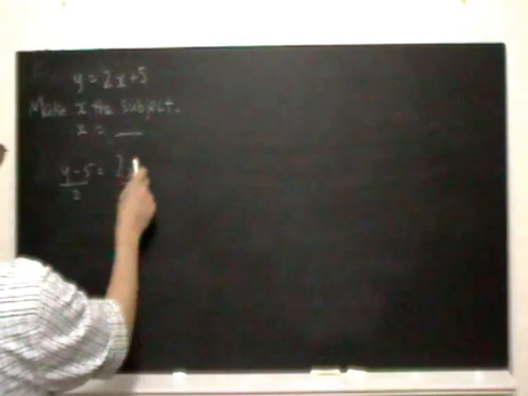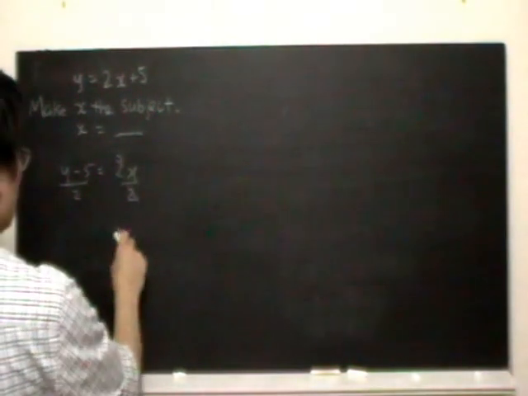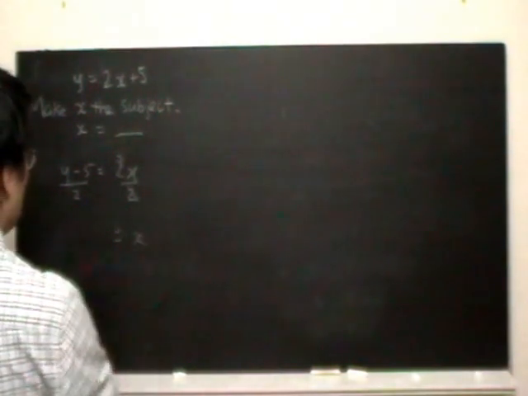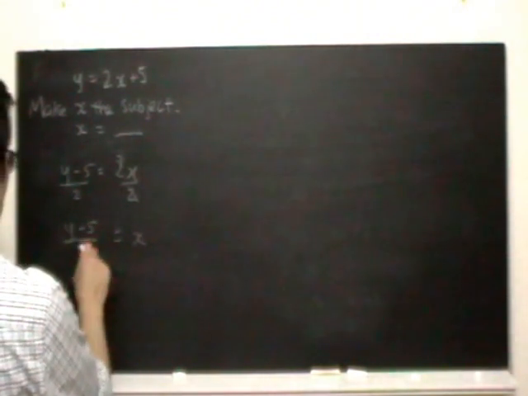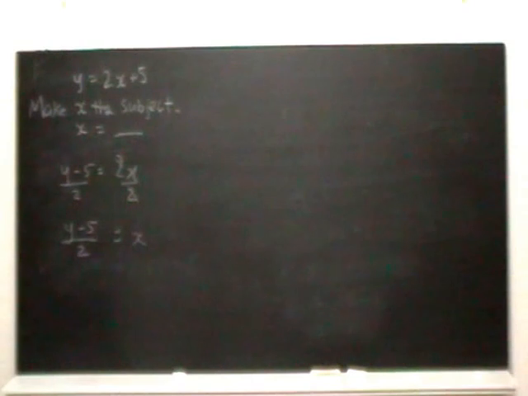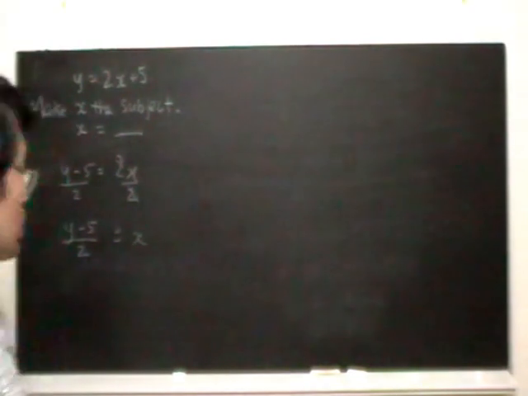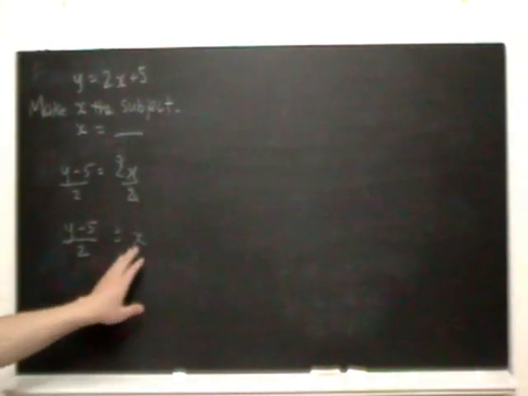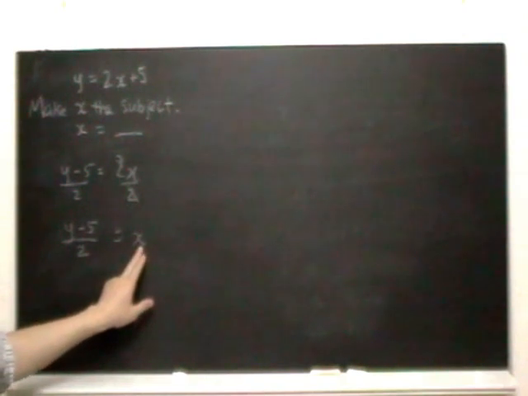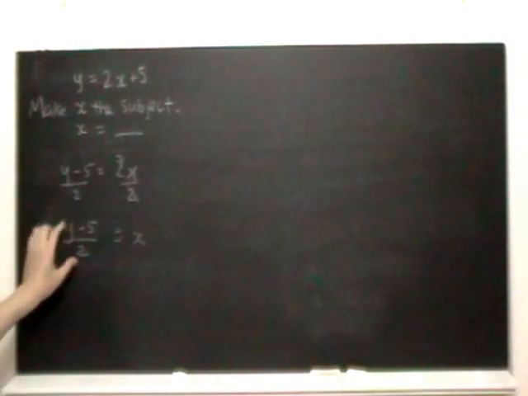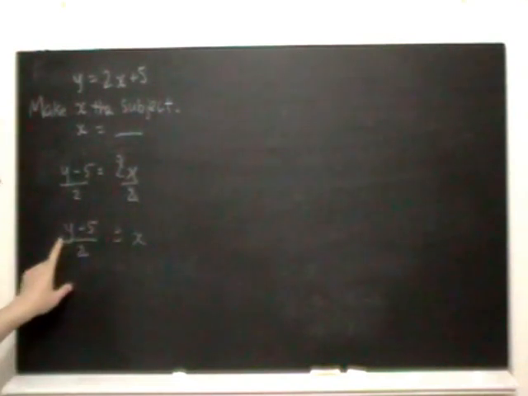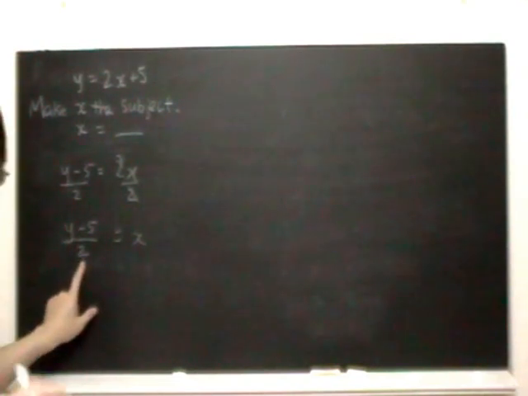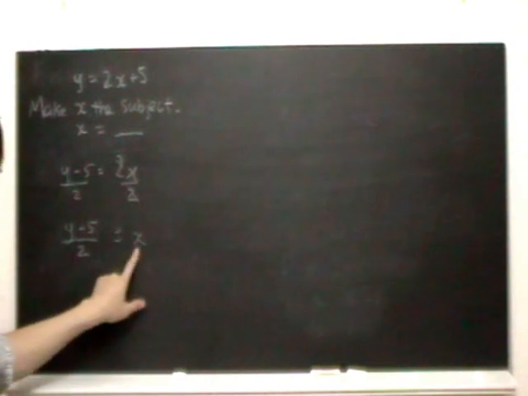So 2x over 2, the 2 and the 2 cancel. We have just x remaining here. On the left is y minus 5, all over 2. So that's our answer. We have just made x the subject, and this y minus 5, the whole thing over 2, is the formula for x.